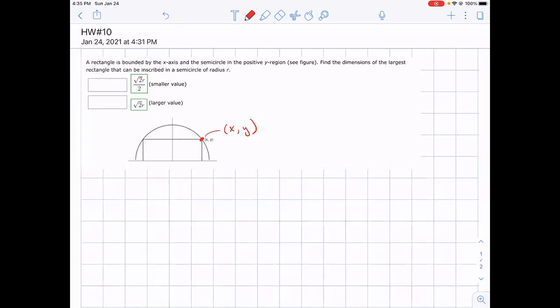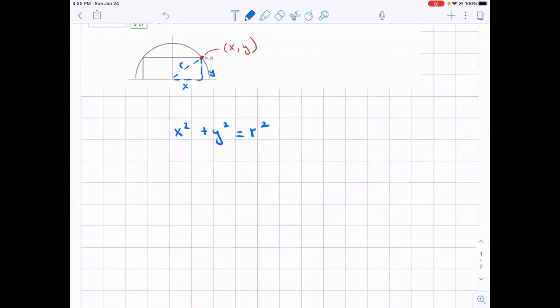Definitely, if the radius of the circle increases, that rectangle will also increase. So we know that if we create a triangle here, where this is the radius r, and this is x and this is y, we can say using the Pythagorean theorem that x squared plus y squared is equal to r squared. If we try to isolate y, we subtract x squared on both sides. That gives us y squared is equal to r squared minus x squared.